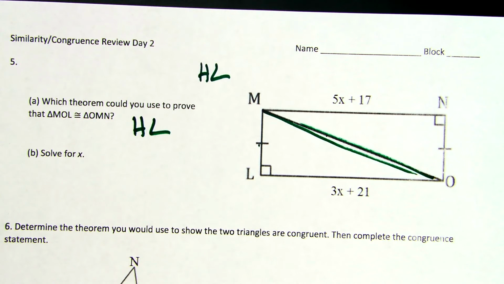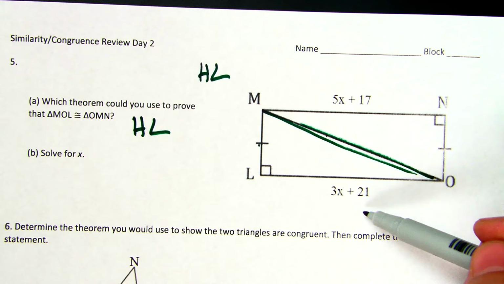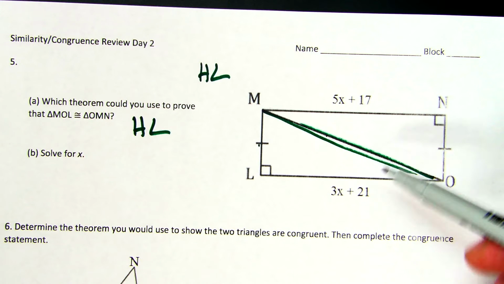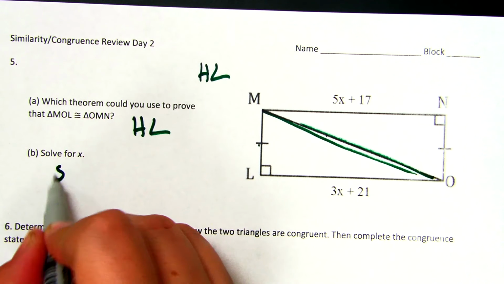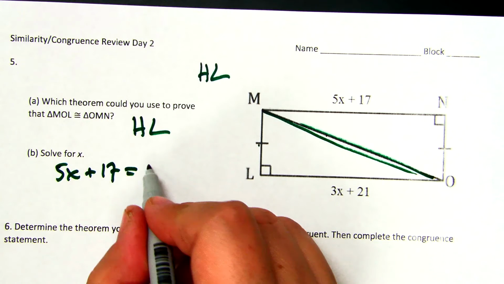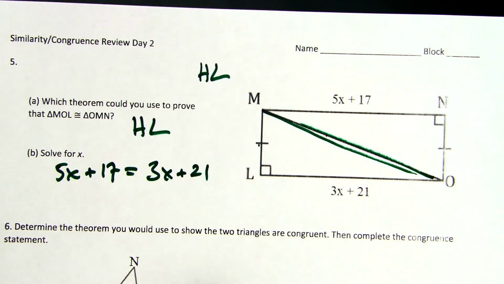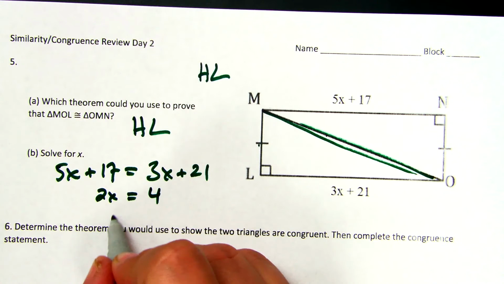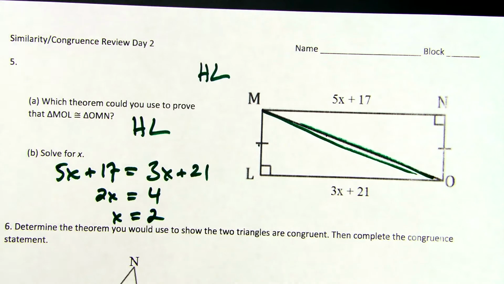Solve for X. Well, I've got an X in here and I've got an X here. If these two triangles are congruent, then all the sides are congruent. So I've got 5X plus 17. That should be the same length as this side, which is 3X plus 21. Do a little algebra, get 2X equals 4, and I get X equals 2.